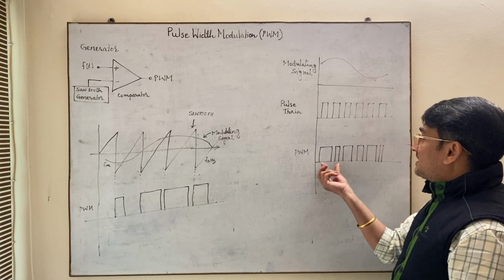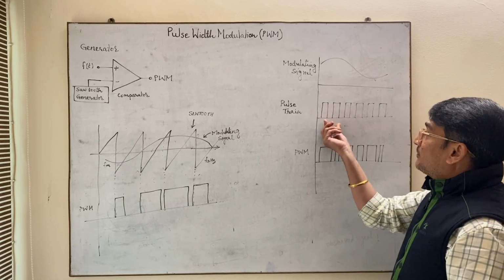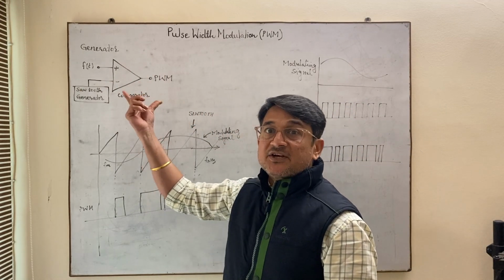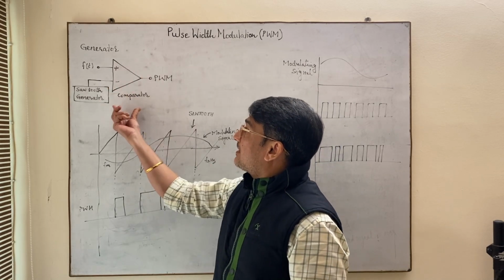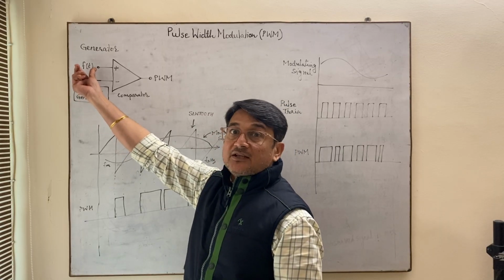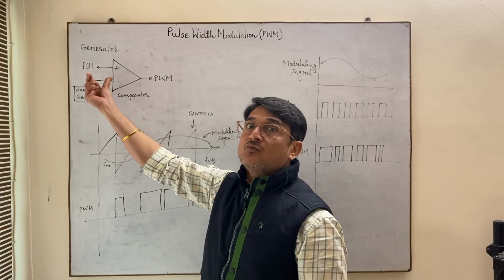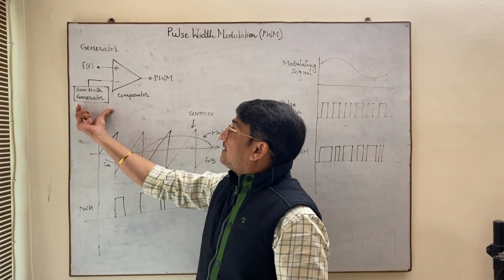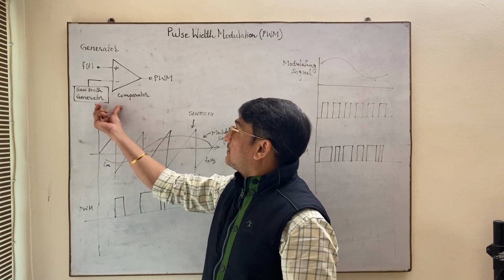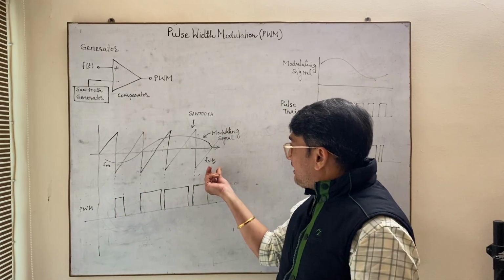Now, how do we achieve this type of pulses? That means how do we vary the width of the pulse train? So first we will see the generator part. In the generator part, we have taken a comparator circuit. In this comparator circuit, from one input we are taking the modulating signal f(t), which is the information which we want to transmit in analog form, and in the other input we have taken a sawtooth generator. This will generate a sawtooth waveform which has frequency fs hertz.